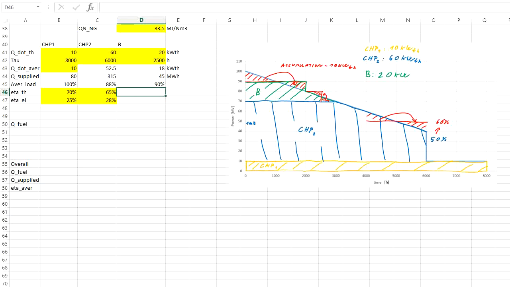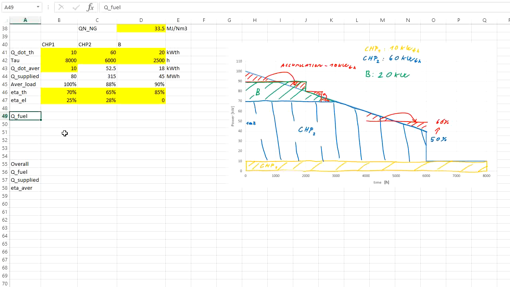And lastly, we have the boiler for just some peak operation, so it does not need to be that good a boiler. So we would say that the thermal efficiency would be in average 85%, and of course electrical efficiency is 0. It's just the boiler. Actually, it would consume a little bit of electricity for its operation.